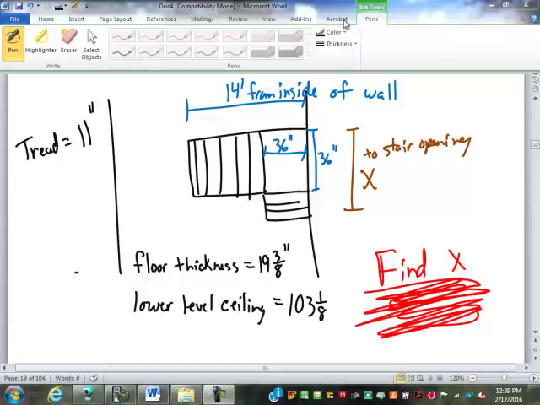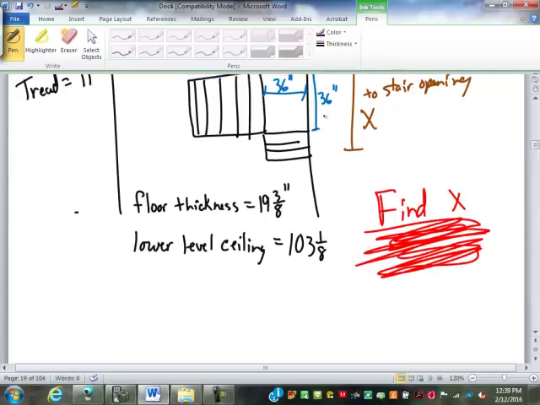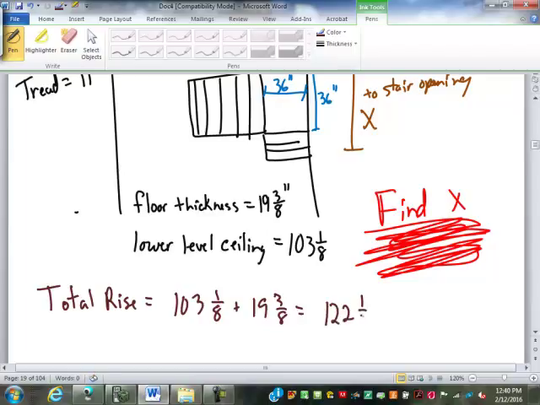Okay, so this problem here is a relatively complex stair problem, what we ended off with yesterday. Let's go ahead and see what we want to do with it. First thing we got to do, of course, is figure our total height or our total rise, which is how much here? Yeah, 103 1/8 plus 19 3/8, which is 122 1/2 inch.